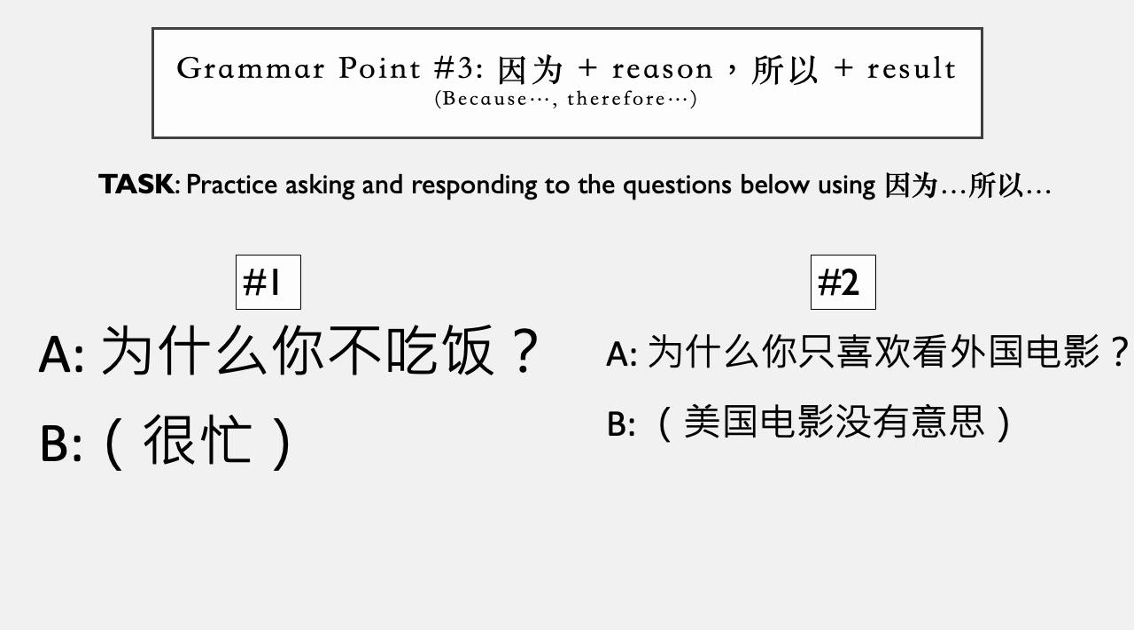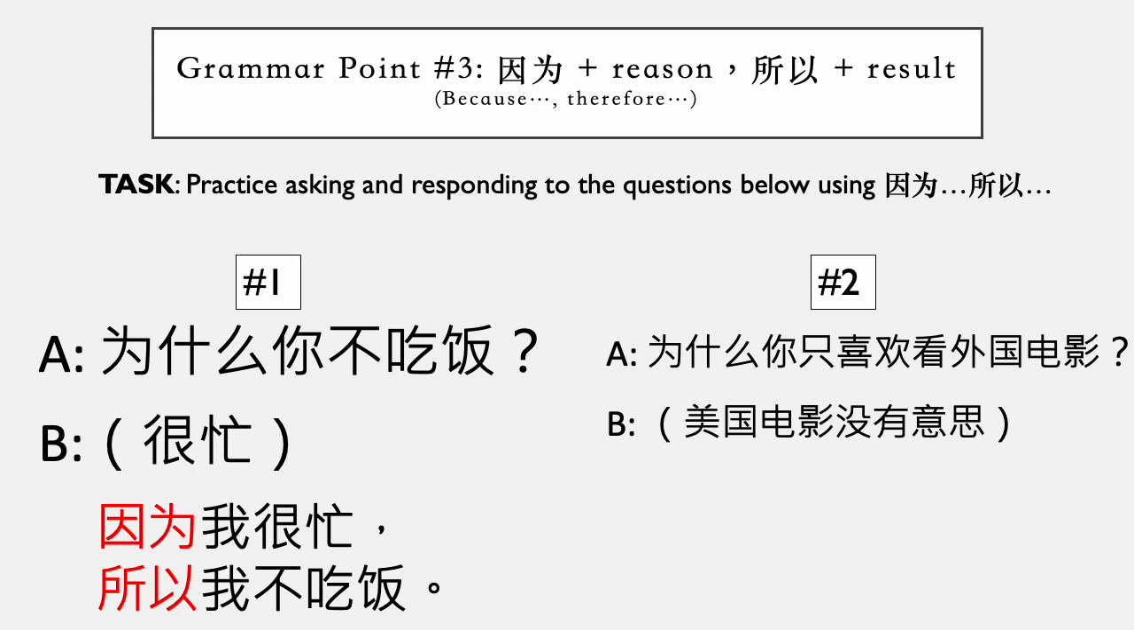So for number one, if A asks you 为什么你不吃饭? And you want to say, well, it's because I'm too busy. That's why I'm not going to eat. You would say, 因为我很忙，所以我不吃饭。And let's look at number two.